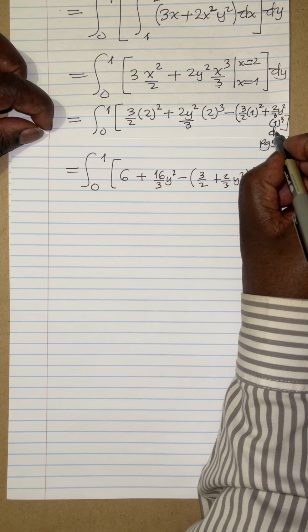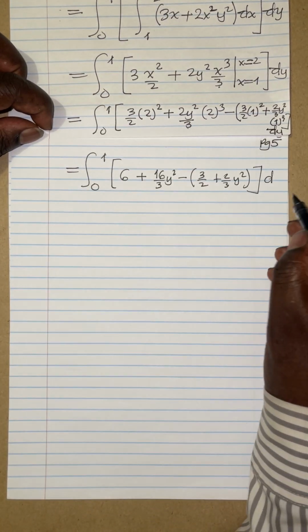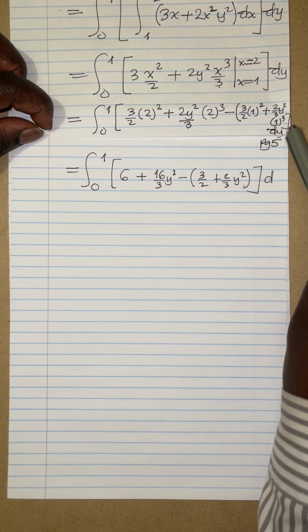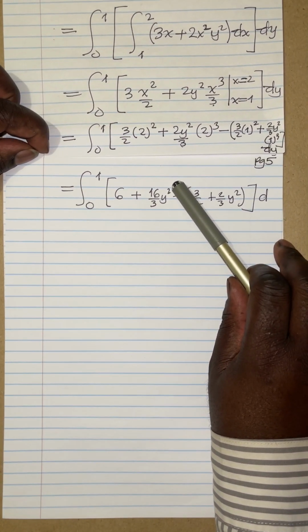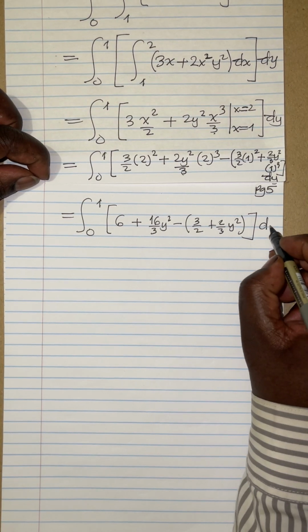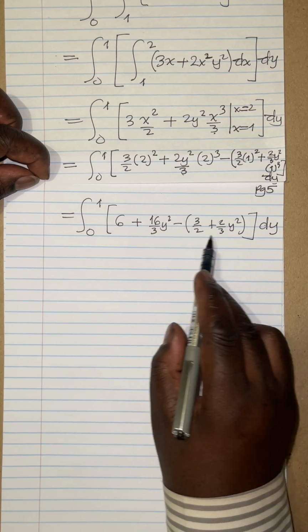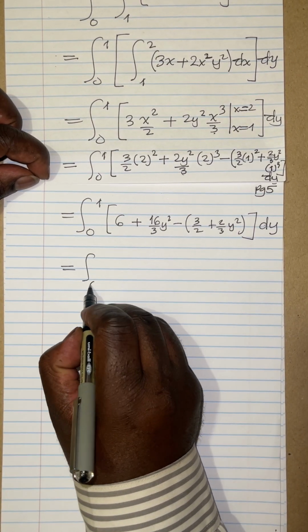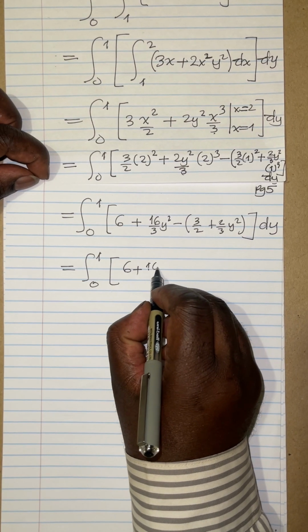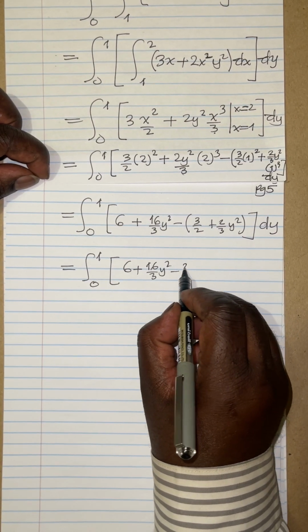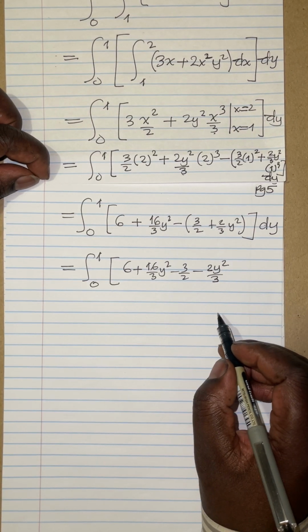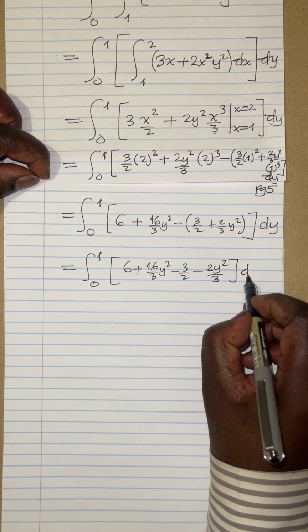Forgot to write dy here because we have to integrate with respect to y. There is your dy. We have to have dy here also. Let me just move this one down so you see what I'm pointing at. There's your dy. We need to have dy here, and we're also having dy there. Now let's simplify this part inside there. So this is going to be the integral from 0 up to 1 of what? Inside there we have 6 plus 16 over 3 y squared minus 3 over 2 minus 2y squared over 3. Right, and then I have dy outside.